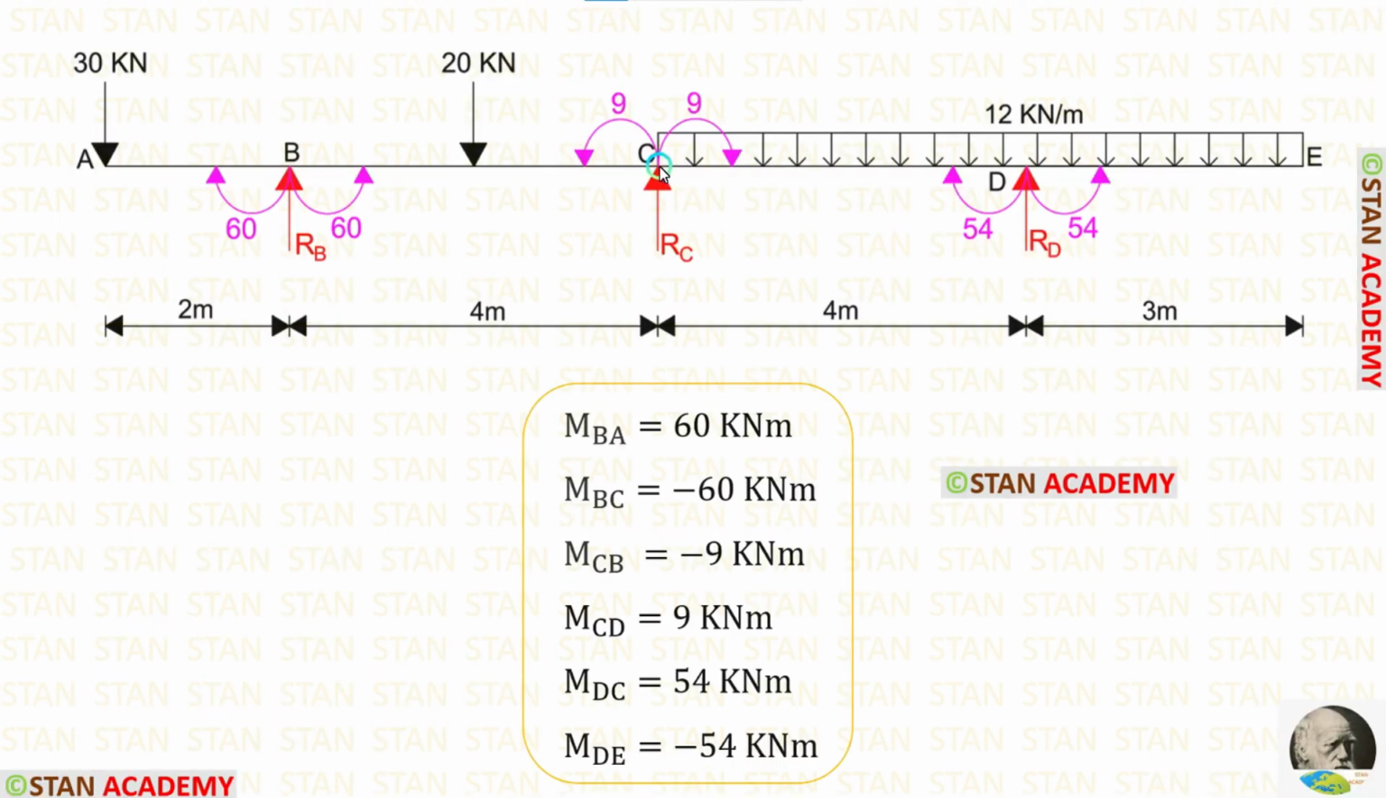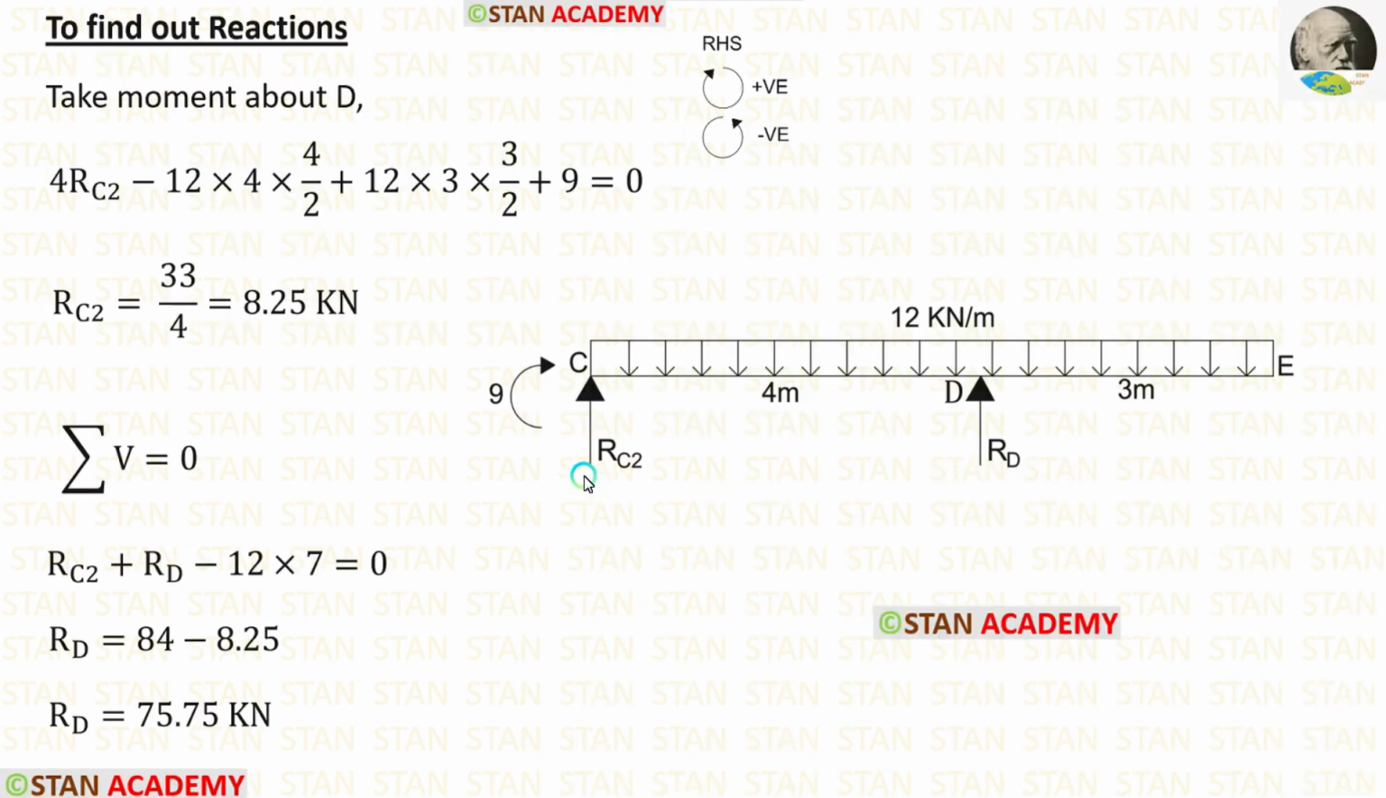Now let us take the spans CD and the overhanging span DE together and calculate the vertical reactions. When we take them together, no need to consider MDC and MDE, they will get eliminated. Only we have to consider MCD, which is acting in the clockwise direction. In these spans, first I am going to calculate RC2. For that, I am going to take moment about D.